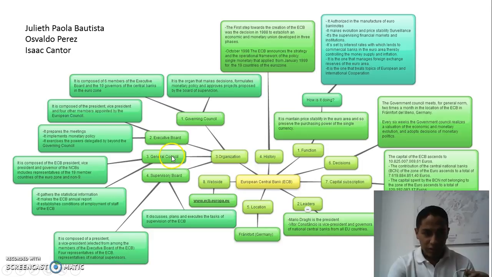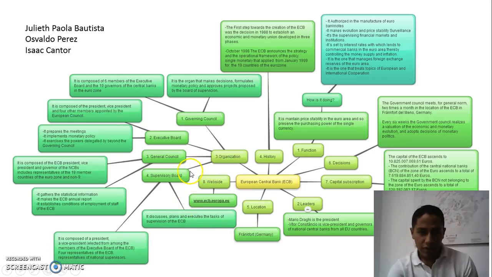We can see the General Council. It is composed of the ECB president, the vice president, and the governors of the national central banks, including representatives of the 19 member countries of the Eurozone and 9 others. Its function is that it gathers statistical information. It makes the ECB annual report. It establishes conditions of employment of staff of the ECB.